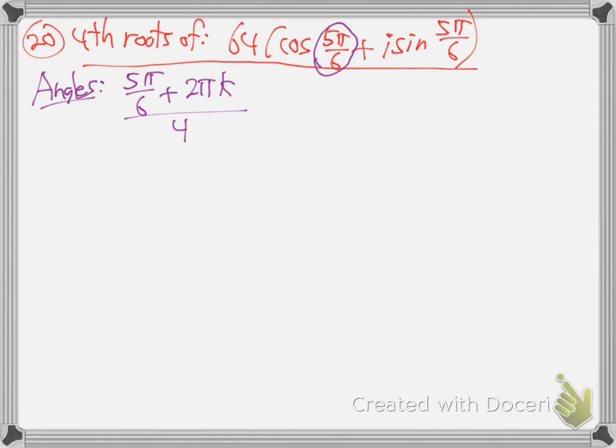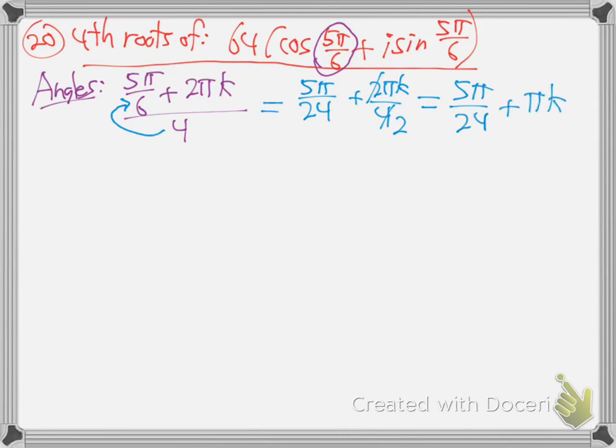Now, it's a little messy. We've got fractions and stuff. How do you divide both of those by 4? Well, the easy way is just multiply that by 4. Did you know that? 5 pi over 24. You can just do that like that. Plus the 2 pi k over 4. That 2 goes into 4 2 times. So we get 5 pi over 24 plus pi k. How's that? Is that okay? Did everybody track with that, what I did there?